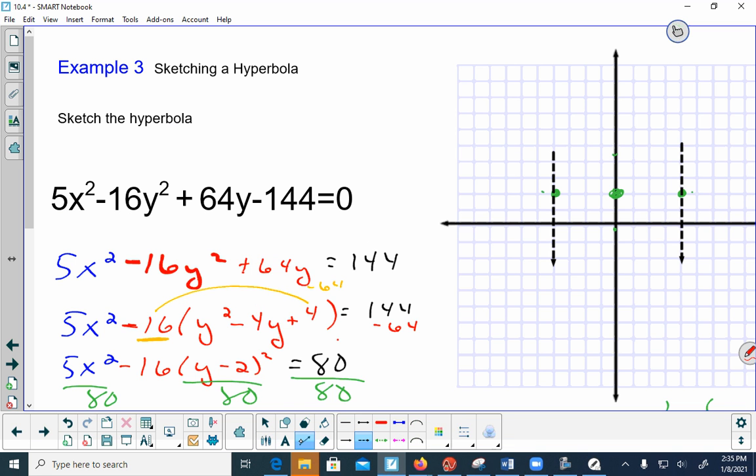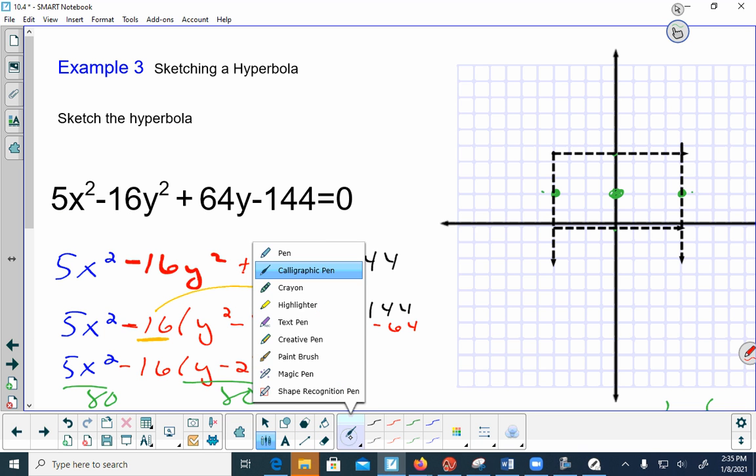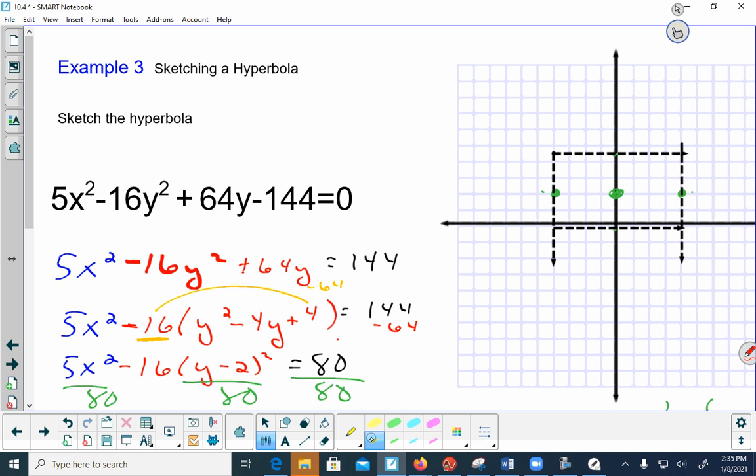So now I'm making my box. I'm using those dots. So here's another line of my box. Here's another line of my box. Now those boxes will help me make my asymptotes. So remember, to do an asymptote, you're going to go from the corner of the box through the center to the other corner of the box. And that's going to be one asymptote. For the other asymptote, go corner of the box to corner of the box through the center. So there's my other asymptote.